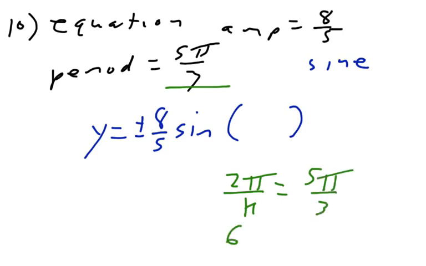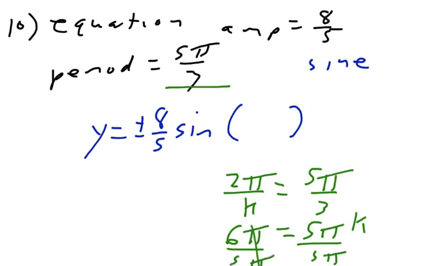When I cross multiply, 6 pi equals 5 pi k. Divide both sides by 5 pi. And the answer turns out to be 6 over 5 x or theta. And that's it for part 2.